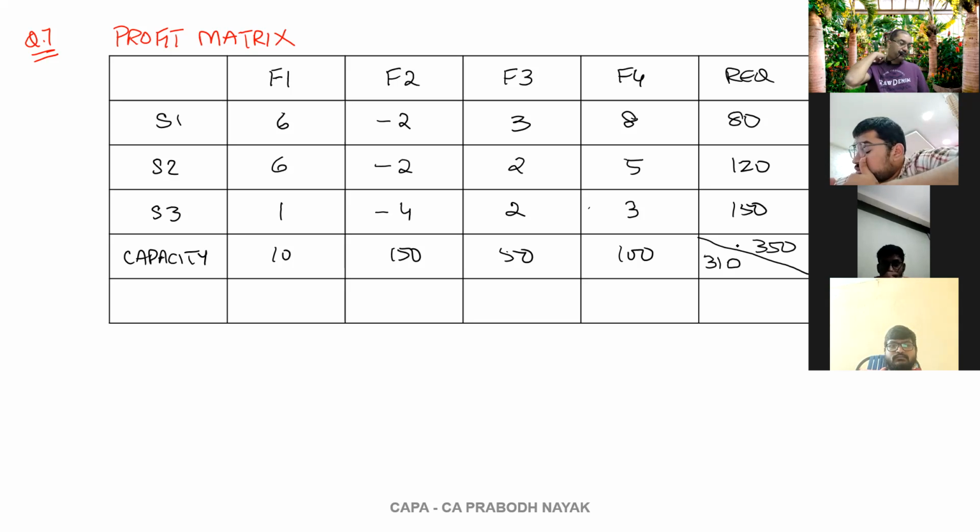Below this, you write. Number 1. The above matrix is a profit matrix. It is to be converted into an opportunity cost minimization matrix.